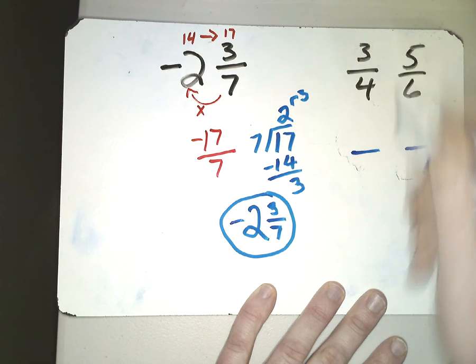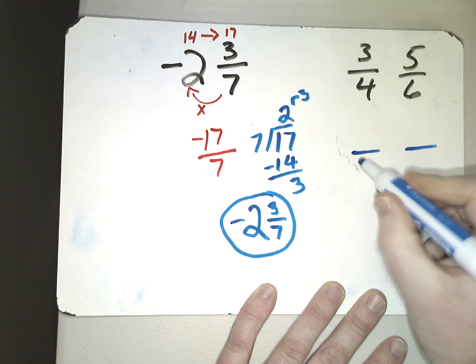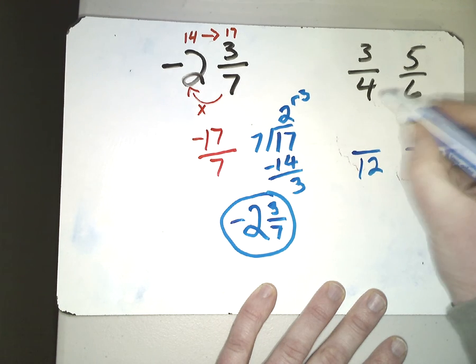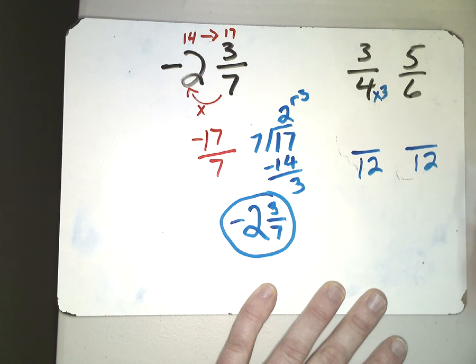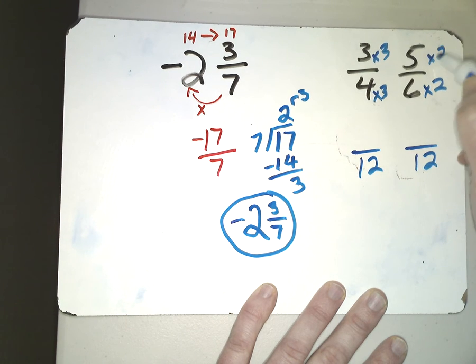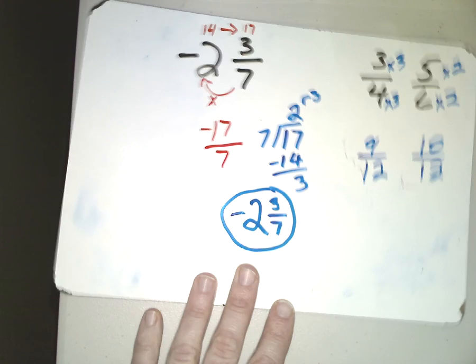I said 24, but I also said 12. 4, 8, 12 and 6, 12, right? So 12 ends up being my common multiple, okay? Because 4 times 3 will give me 12, and 6 times 2 will give me 12. Now I just have to multiply the top by those same numbers. 3 times 3 is 9, 5 times 2 is 10, okay? And you see that I have 12.